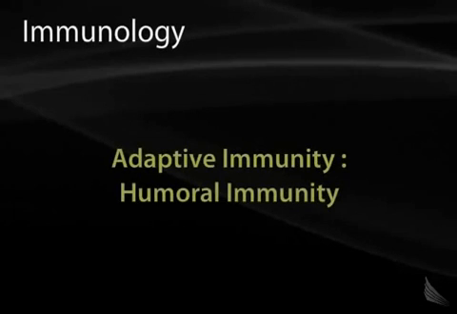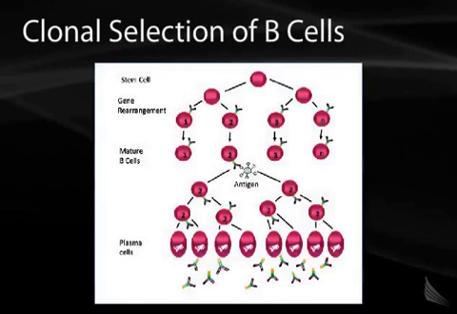In this section, we'll cover the branch of adaptive immunity known as humoral immunity. Remember that humoral immunity is all about B cells. So here in this slide, we see how B cells are clonally selected, or the process by which a B cell becomes mature and then activates and proliferates in response to its given antigen.